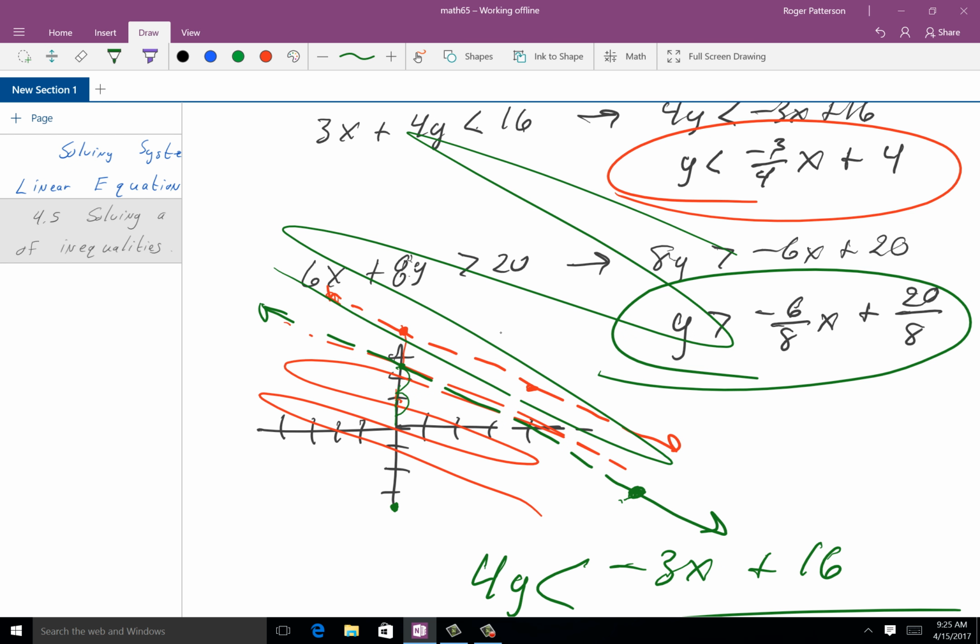What's your setting on that? The setting? Yeah, like, how did you shade it? It shades it automatically when you put the inequality in. The inequality buttons are right down here. Try it out. Okay, and it shades it for you.